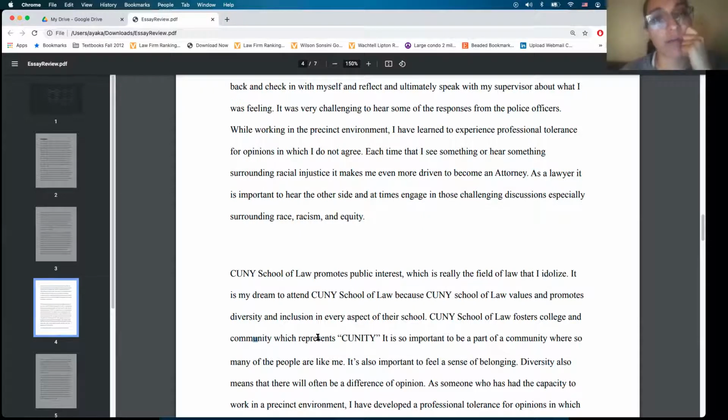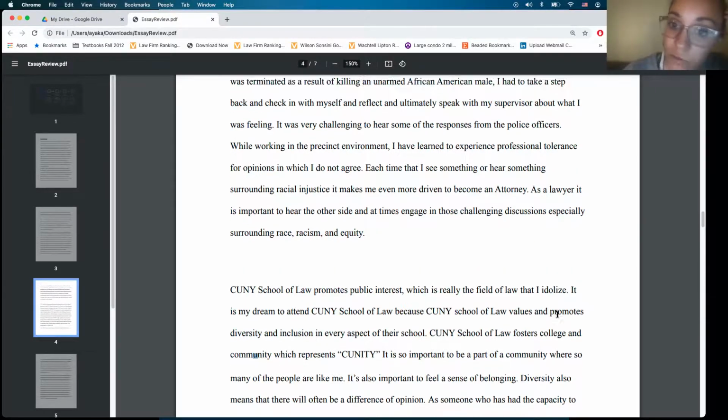And my last note for this is at the very beginning of the personal statement. And Ayaka, this is something I learned from you.